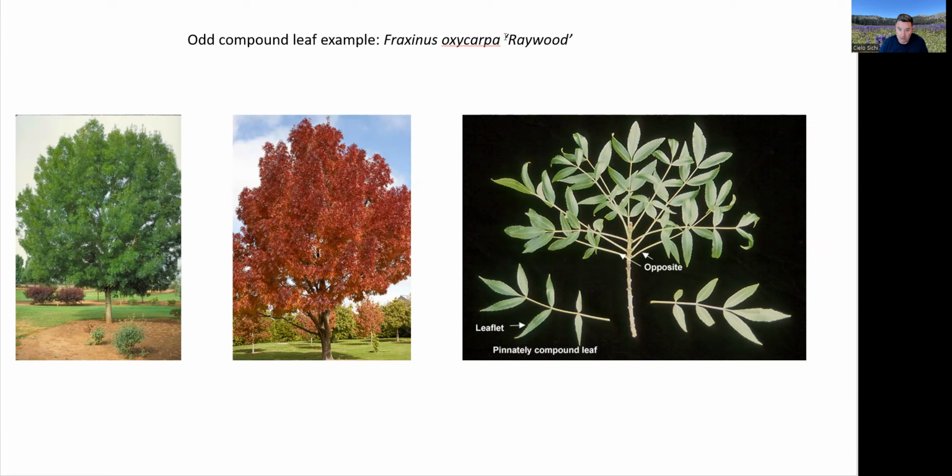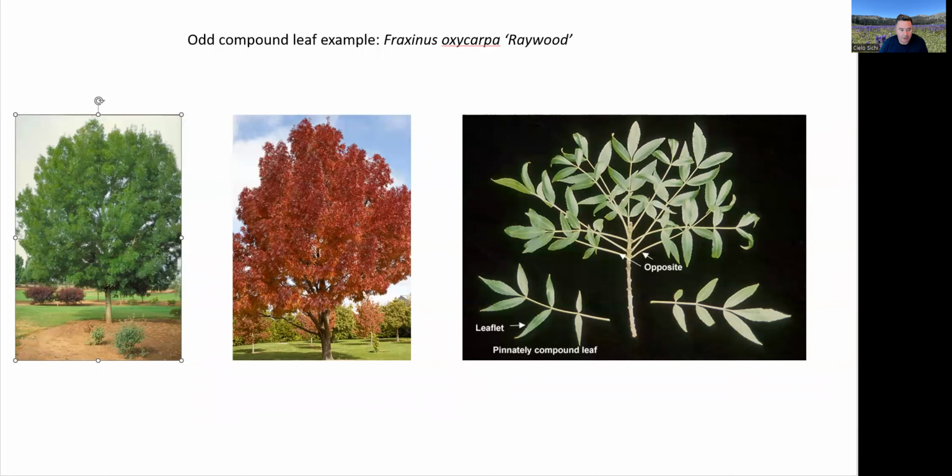This is the raywood ash. You see this guy right here, cultivated variety. Genus, specific epithet, cultivated variety. So this is what our raywood ashes look like in spring into summer. This is what our raywood ashes look like in fall. And here is the odd pinnately compound leaf. You see that it's got 1, 2, 3, 4, 5, 6, 7. So it has that terminal leaflet.